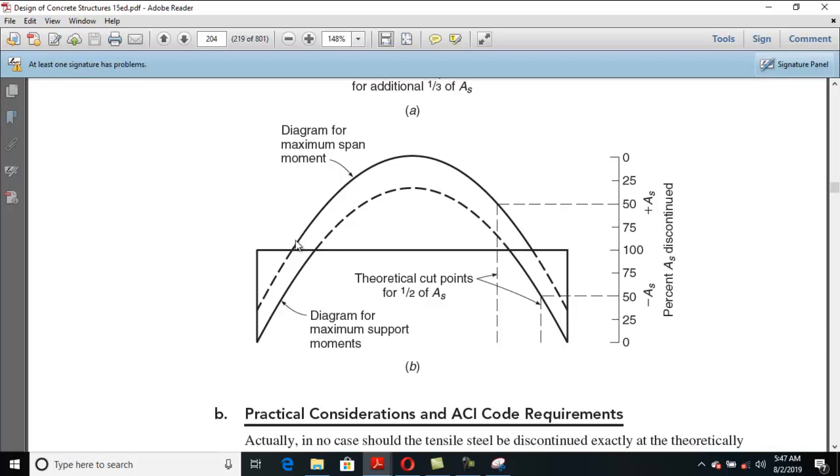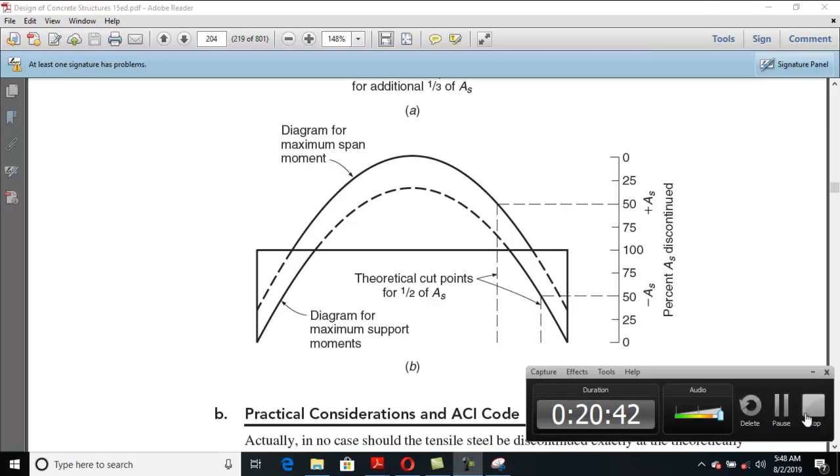It is provided by the steel, and this moment is achieved by the engineering mechanics principles. The maximum moment is wL squared, but this diagram is on the basis of phi Mn, which is equal to phi As fy into (d minus a over 2). It is constructed on the basis of that formula.